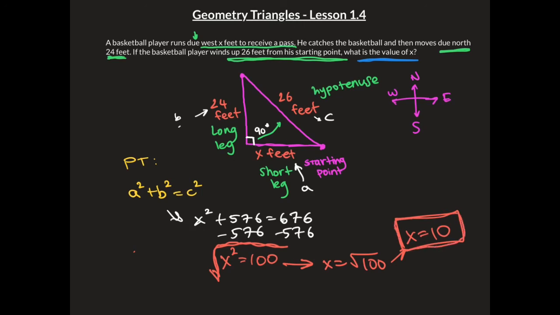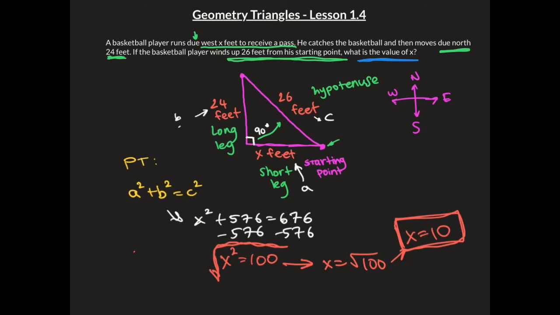And just as a recap, what we did was we used a diagram. So we gave the basketball player a starting point. And then from that starting point, he moved x feet west. So that's to the left. And then he moved directly north. So we know that it has to be a 90-degree triangle, right? And then that was 24 feet. So that was one side we're given. And then he's 26 feet away from his starting point. So that means our hypotenuse, the length across from the current point to the starting point, is 26 feet.